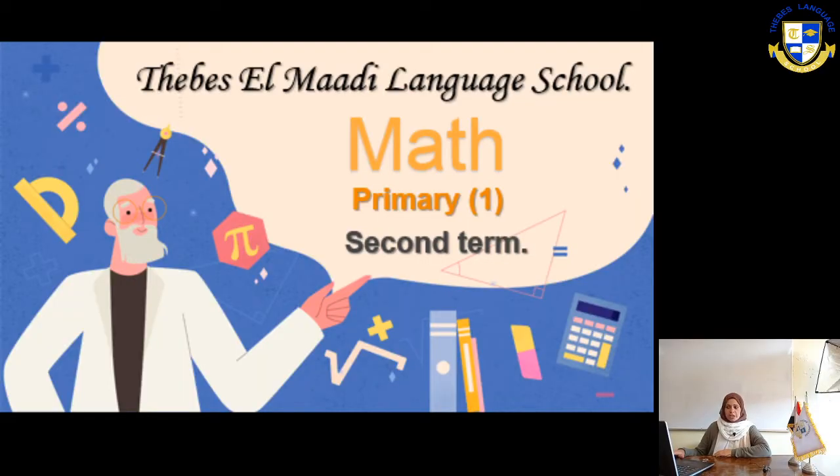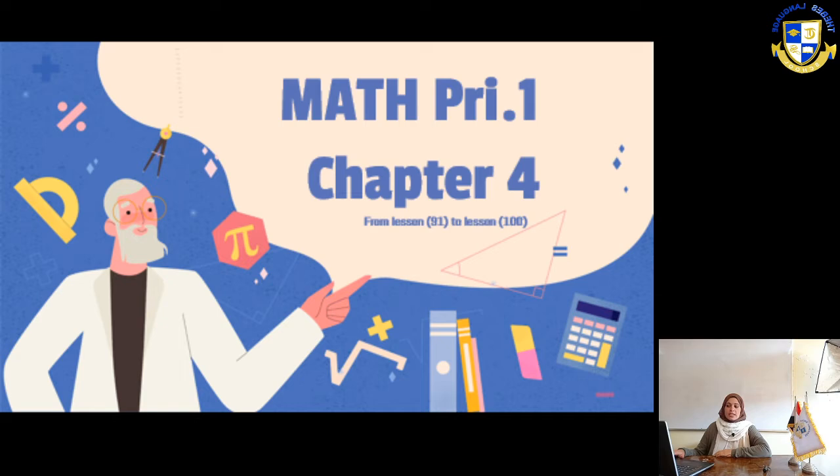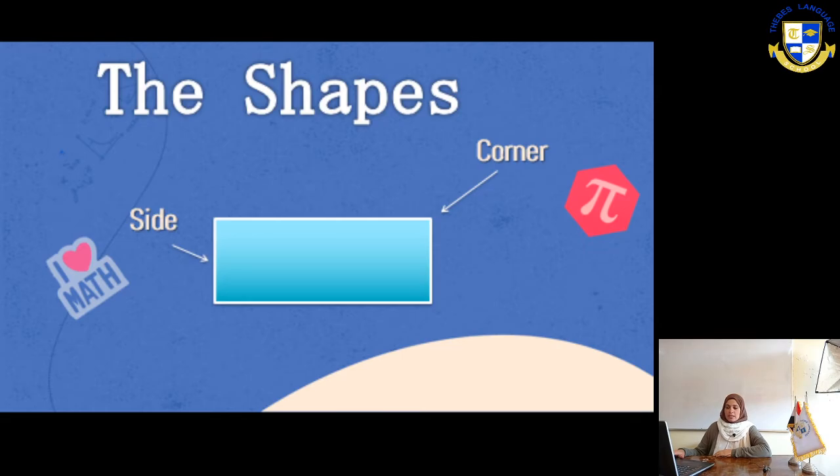Let's start with the shapes. As you can see, this is a rectangle. What is the meaning of a side and what is the meaning of a corner? A side is any straight line. As you can see, we have 4 sides in this rectangle. And the corner is a point where 2 lines meet. So you have sides and corners.